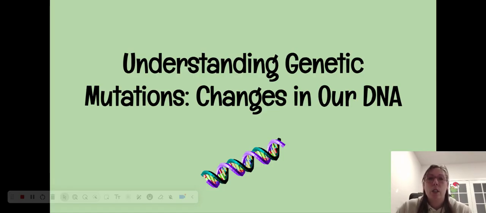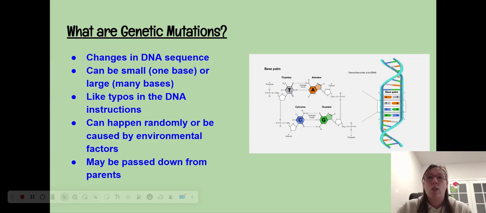All right, so understanding genetic mutations, changes in our DNA. What are genetic mutations? These are changes to our DNA sequence. They can be small, like one base pair, or they can be many, many base pairs. These are kind of like typos or misspelled words in our DNA, which are the instructions. We can have them happen randomly, or they can be caused by environmental factors, or they can be passed down from your biological parents, so they can be passed down genetically as well.